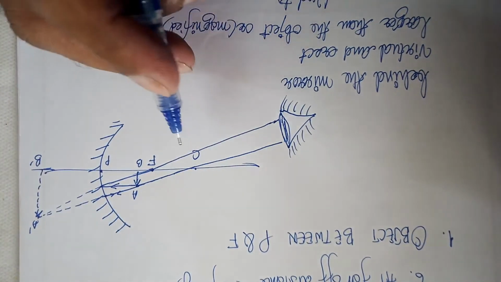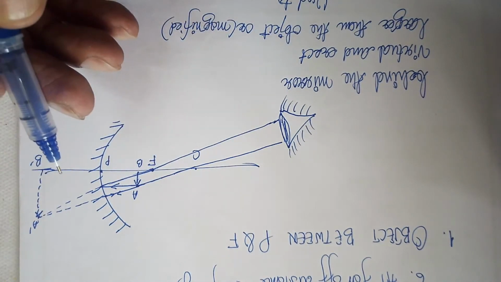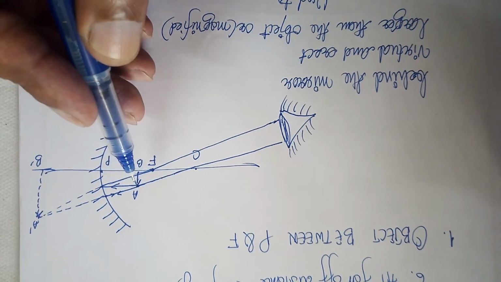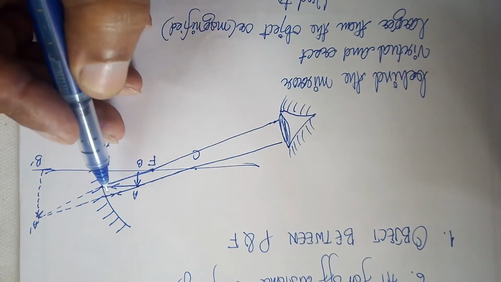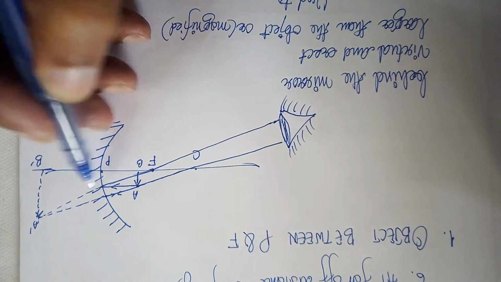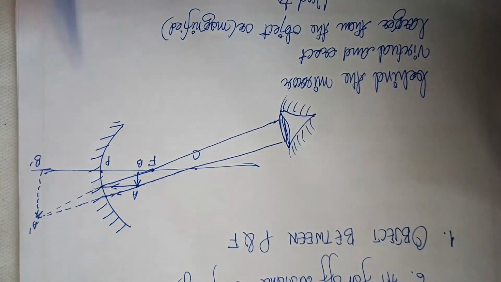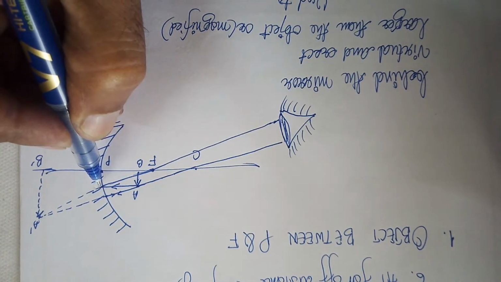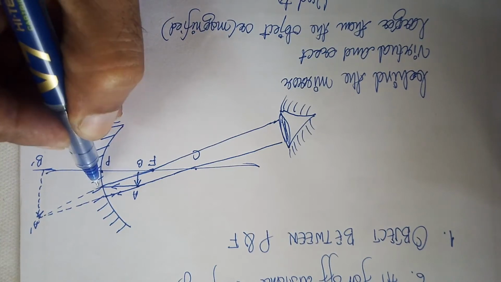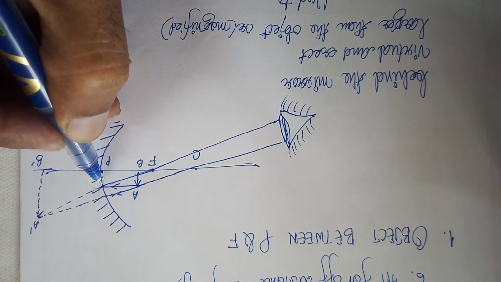To find out the position and the nature of the image starting from A, we draw a ray AD parallel to the principal axis. This ray gets reflected at this point and then passes through the focus F.